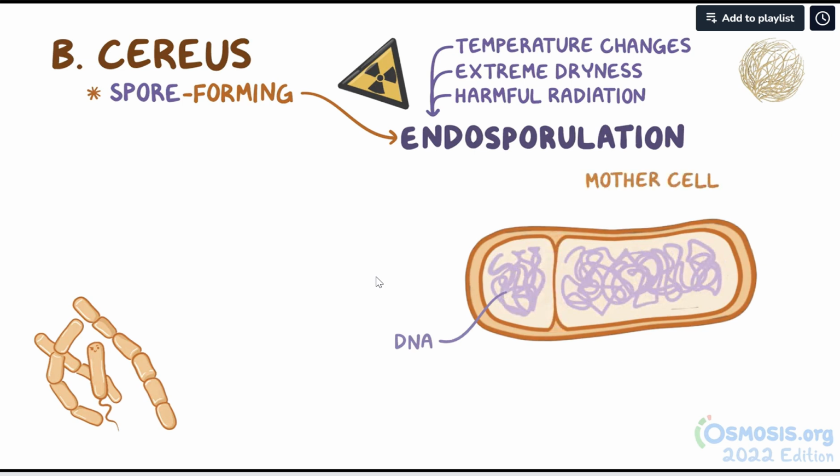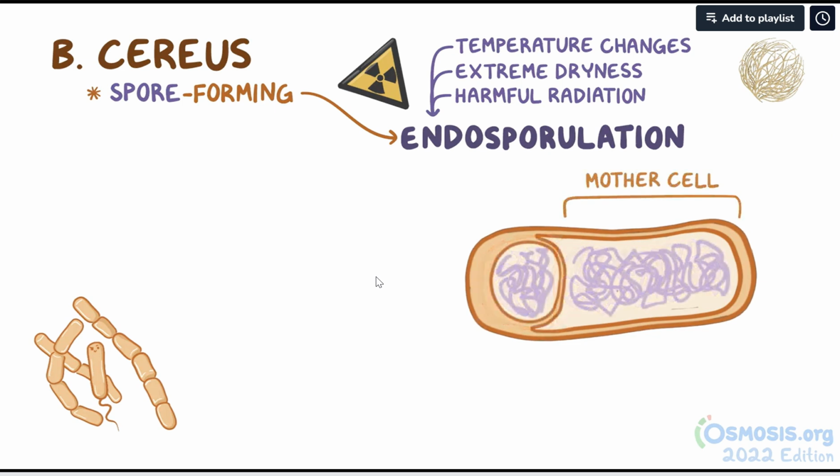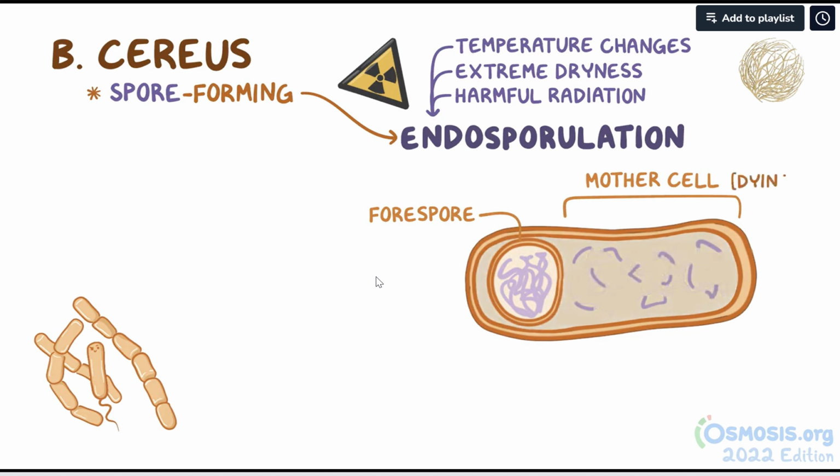Let's call it the mother cell. Next, the plasma membrane of the cell surrounds the mother cell and then pinches it off, forming a separate body known as a forespore. The forespore then invaginates into the mother cell, and gets completely engulfed by it. Inside the dying mother cell, the forespore loses water and accumulates calcium, and at the same time gets wrapped in a super tough cortex from the dying mother cell.